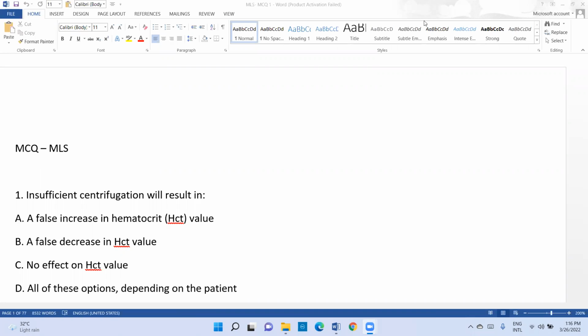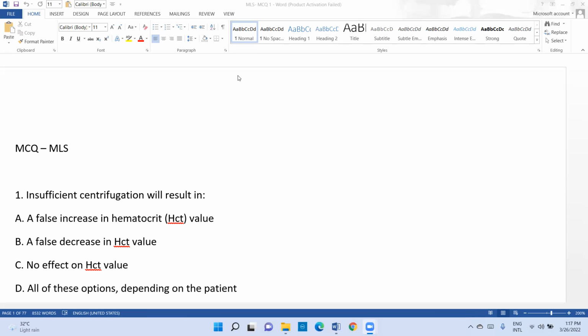So if you are taking any international licensing exams in medical lab science, this will be very useful for you. Right. We will go to question number 1. These are MCQs related to medical laboratory science.